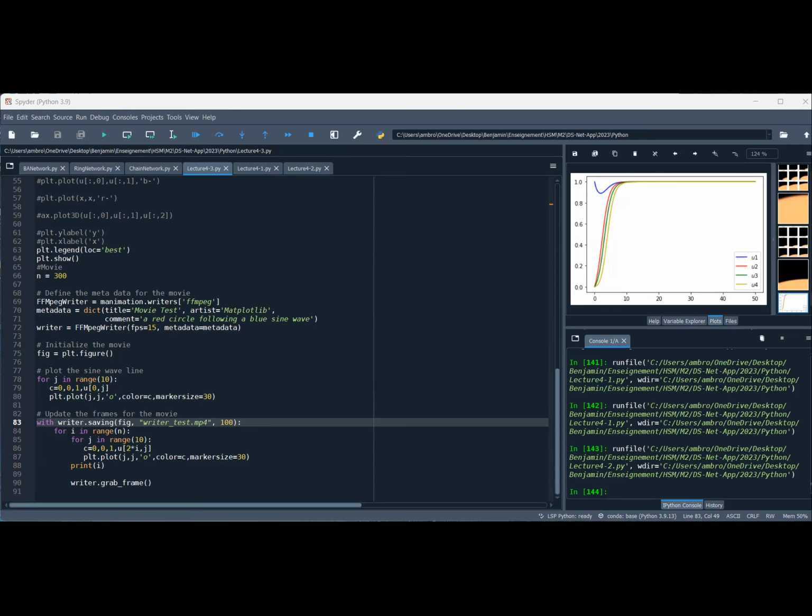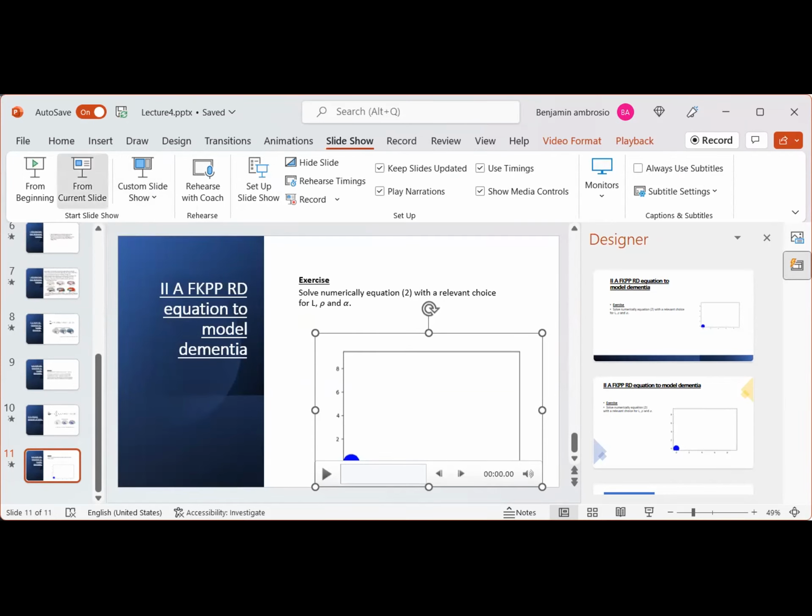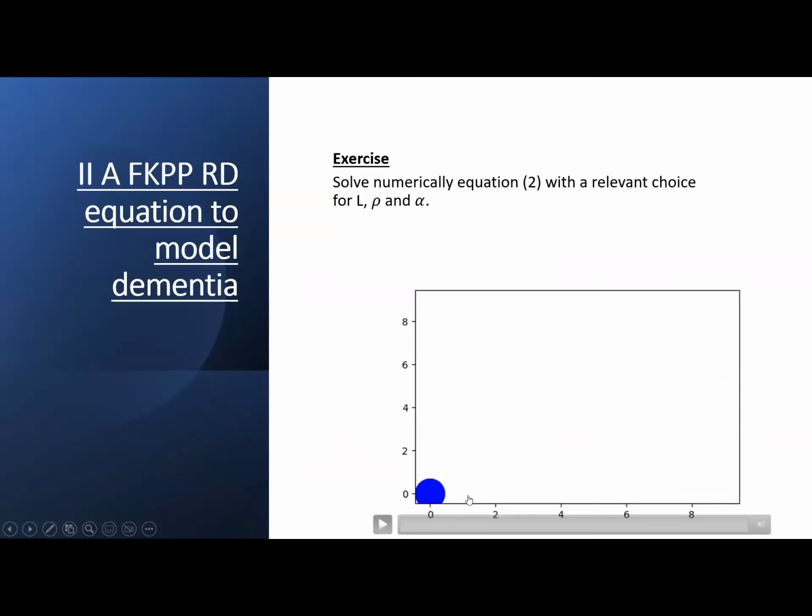Okay, so let's do that. All right, so here's the movie. This is the initial condition. You have 10 nodes, and each node is on the diagonal. At 0,0 you have one node, then at 1,1 you have another one, at 2,2 another one. You see only one blue disk because the others are at 0.